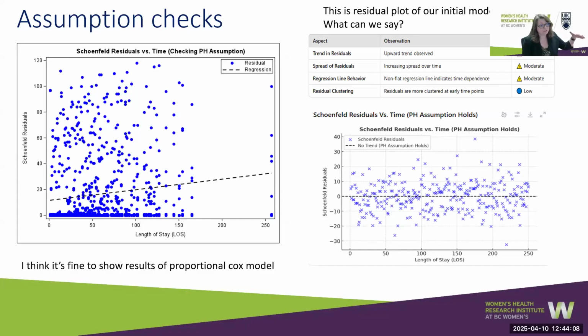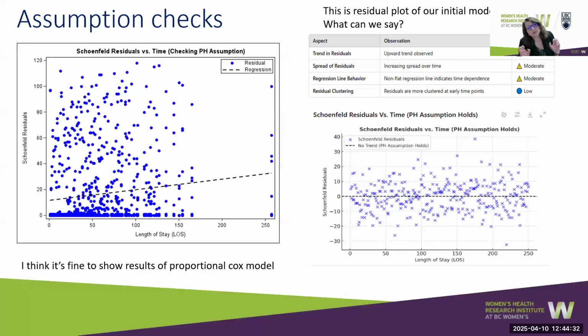We see the regression line going slightly up. The spread of residuals is slightly increasing over time. So regression line behavior, a not flat regression line, indicates time dependency. And for residual clustering, we have more residual clustering at the beginning of our trend and less later.